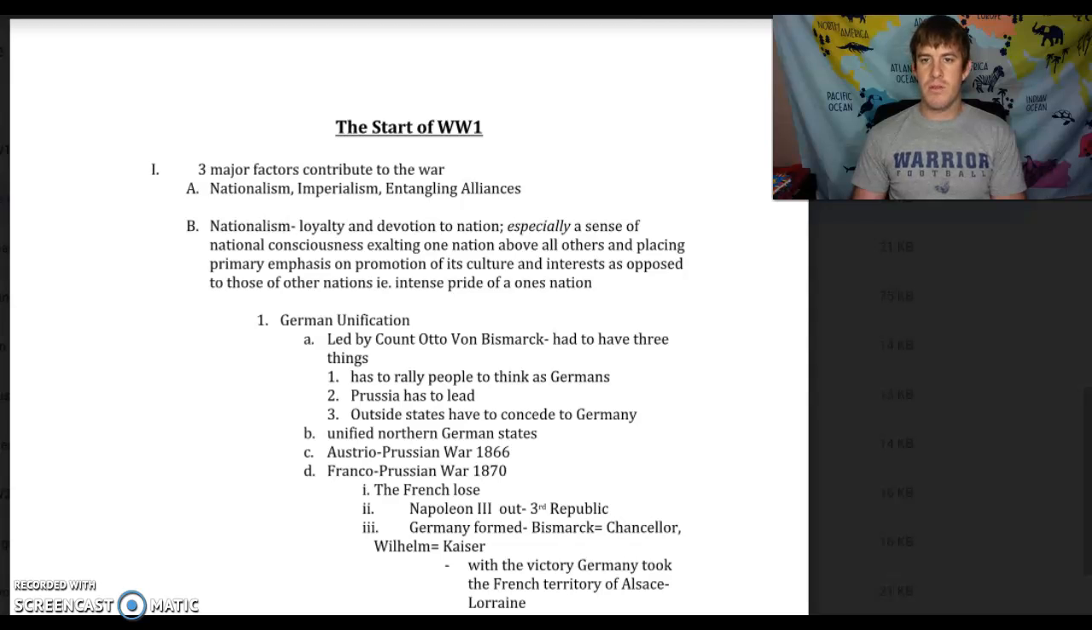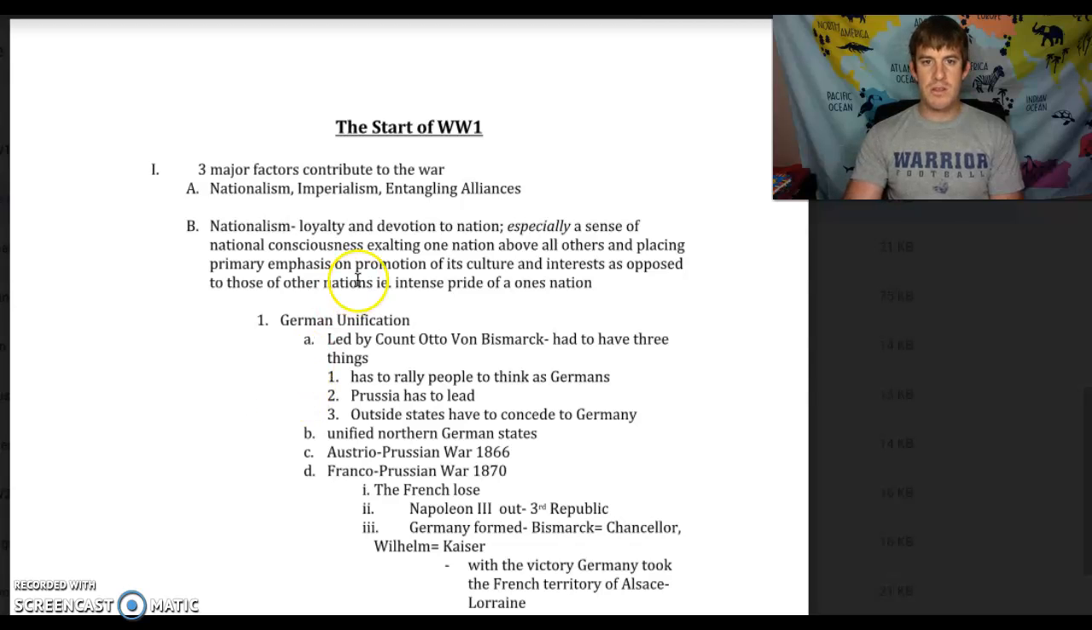So there are really three things that brought about World War One. Those three things are nationalism, which we've been discussing and talking about the importance of, and now you're going to see why. Then also imperialism, and the third is entangling alliances. Let's start off with a quick review of nationalism.